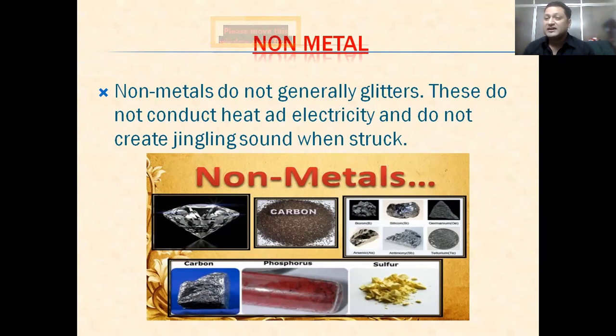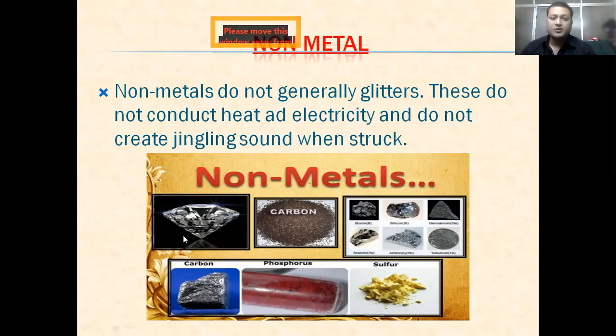Metals have temperature and heat conductivity, electricity and heat conductivity, but non-metals don't. If you hit metal, it will create a jingling sound, but non-metals do not create any jingling sound. So these are all the characteristics of the differences between metal and non-metal.